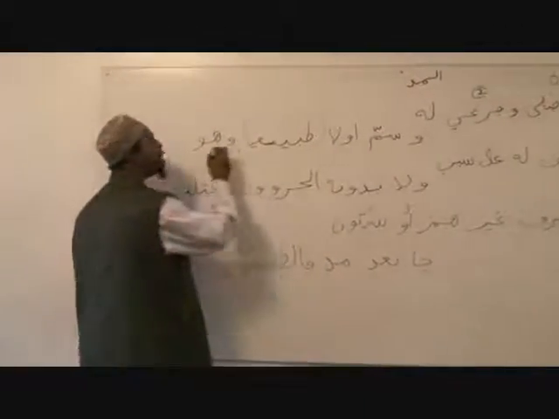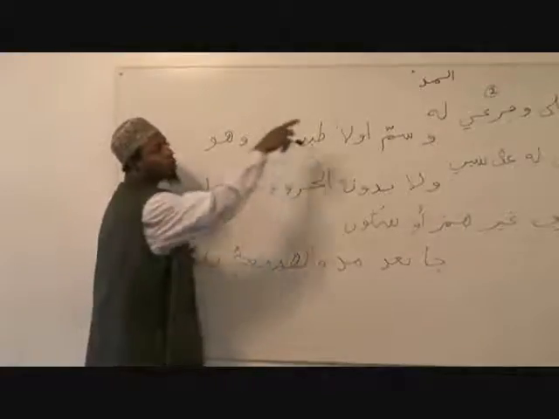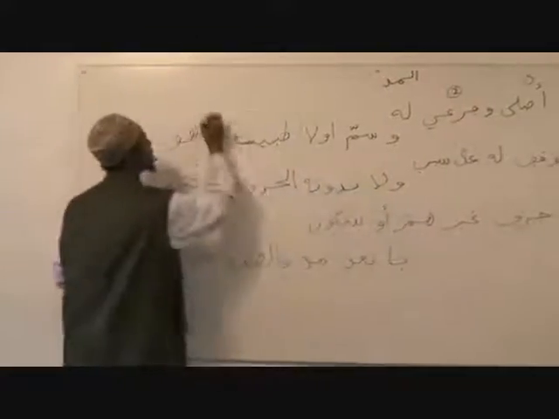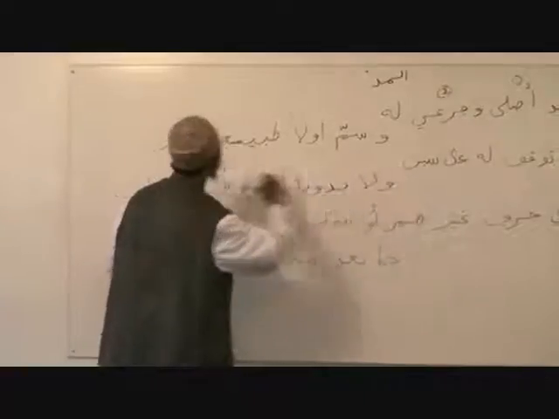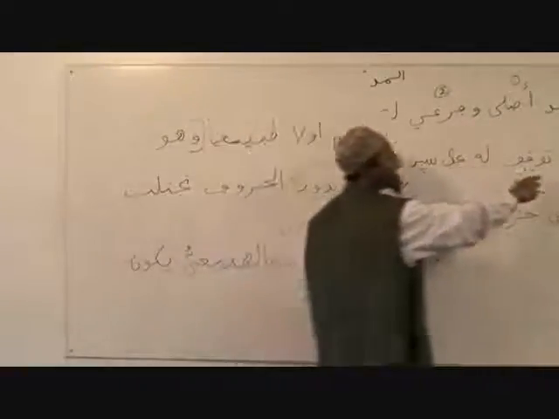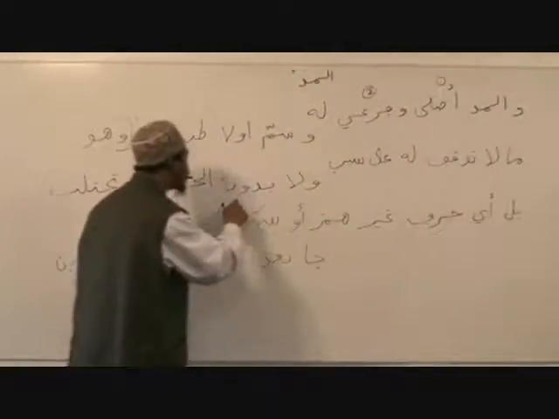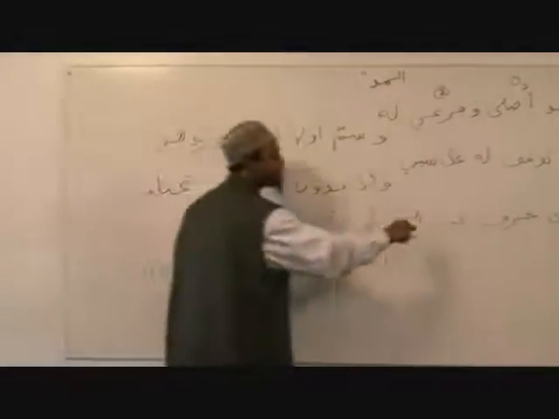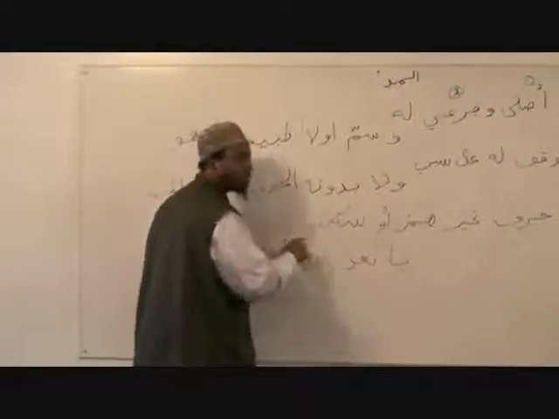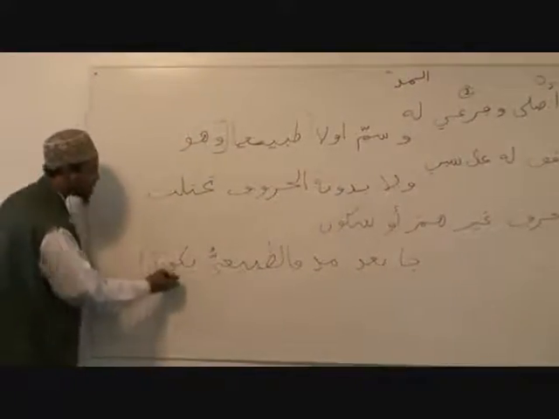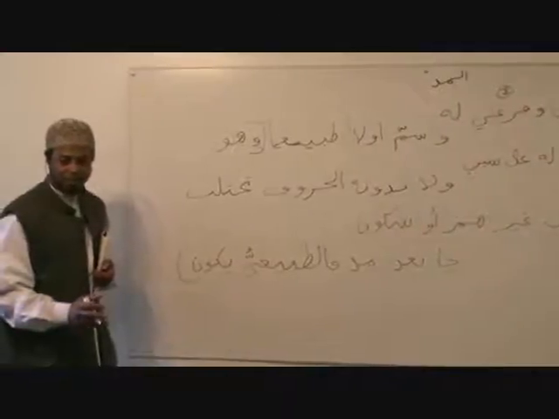Okay. Wahu, and this natural or original way of doing it is, and it is, this sentence here, from here is part of the next sentence. وَهُوَ مَا لَا تَوَقُّفٌ لَهُ عَلَى سَبَبٍ وَلَا بِدُونِهِ الْحُرُوفُ تُجْتَلَبْ بل أي حرف غير همز أو سكون جاء بعد مد فالطبيعي يكون. This is the end of the sentence. Are you able to follow me with that?